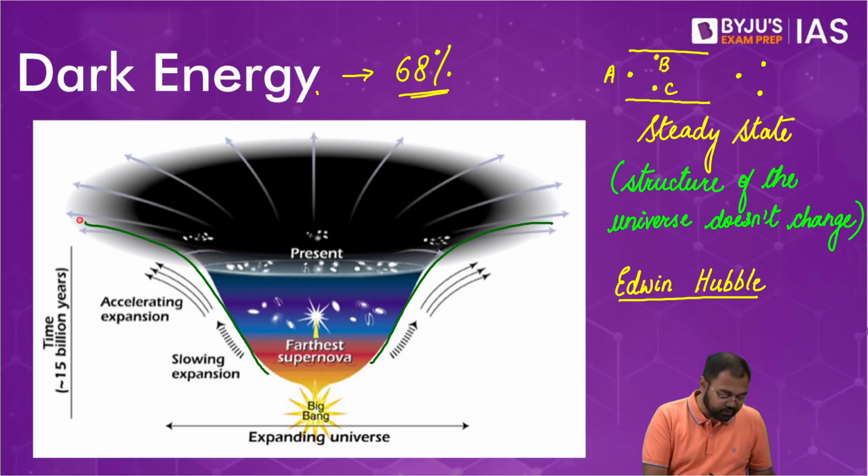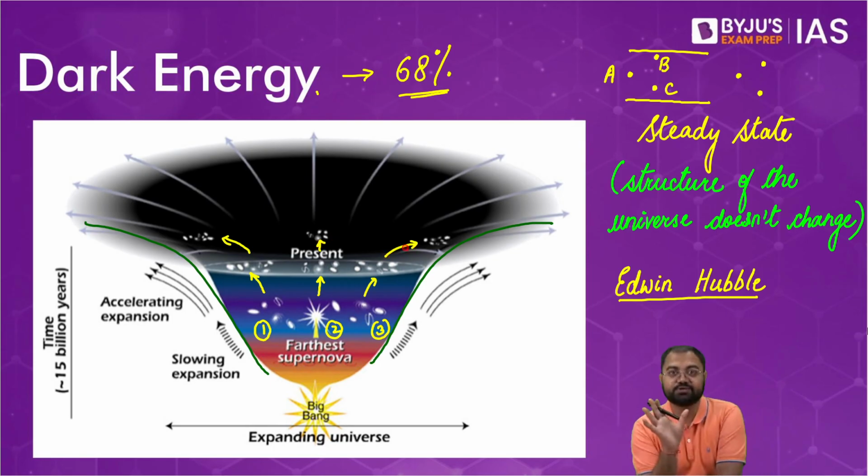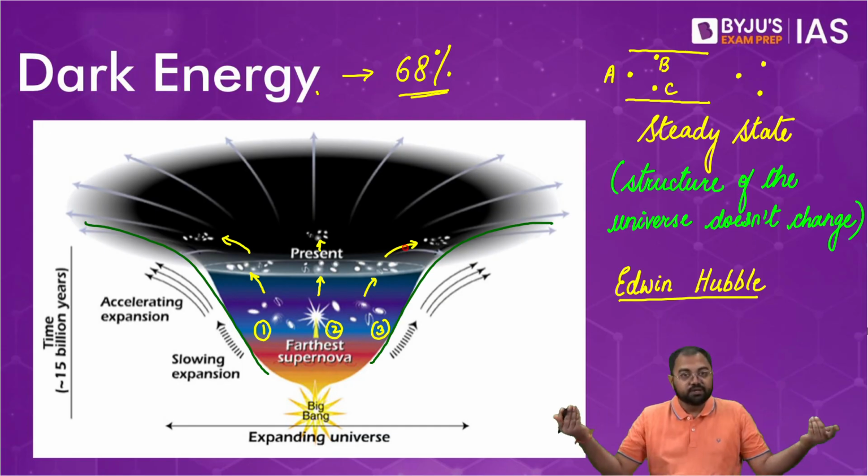So if you see this, what it basically is leading to is that, for example, let's say these are three galaxies: galaxy number 1, galaxy number 2, and galaxy number 3. Then you can see that the distance between these galaxies is also increasing. Correct? So it's not that the expansion is just happening at the edges of the universe, it is happening everywhere in the universe. So even the galaxies are moving apart from one another.